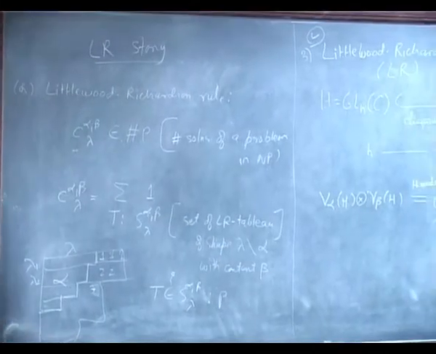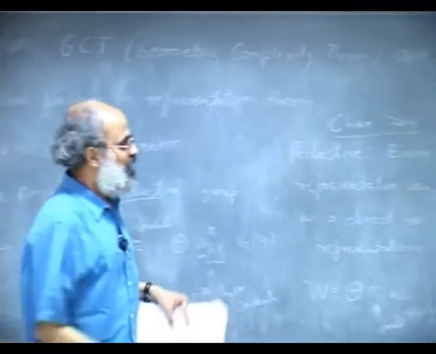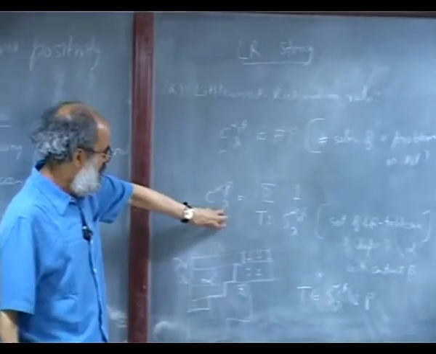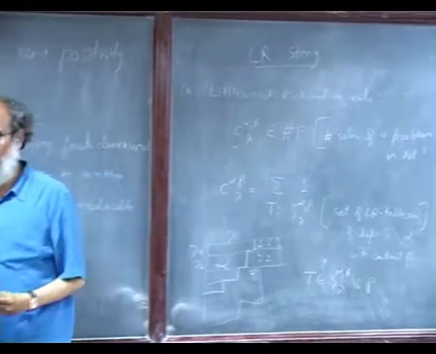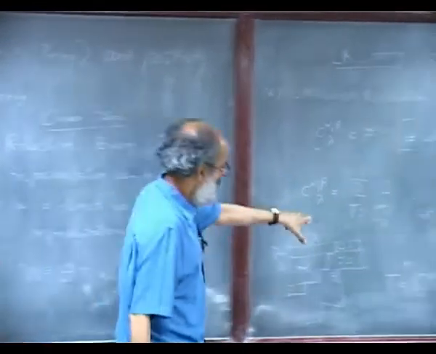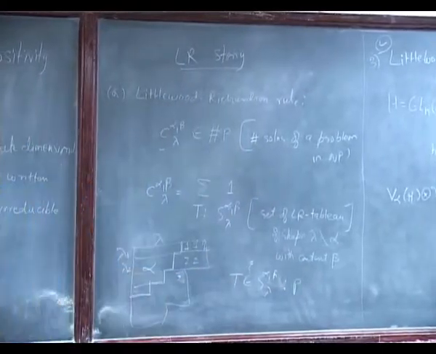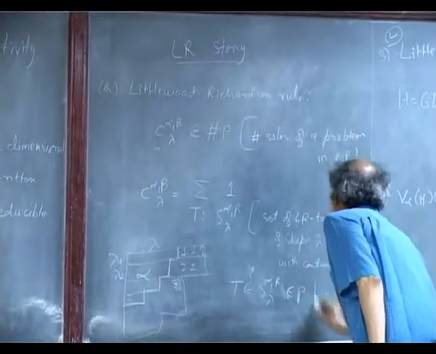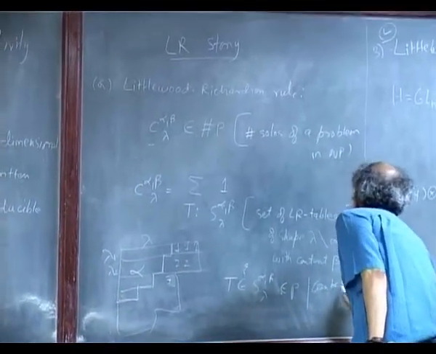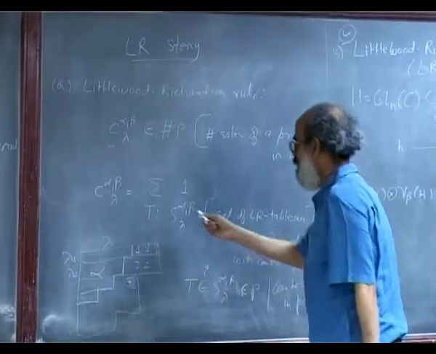So this is the Littlewood-Richardson rule. That solves the first problem satisfactorily, because it expresses the Littlewood-Richardson coefficient as a number of Littlewood-Richardson tableaux. It gives an explicit combinatorial formula, and for each term T, the problem can be solved in polynomial time. By polynomial time we mean it belongs to P, that is, it can be solved in time polynomial in the bit lengths of alpha, beta and lambda.